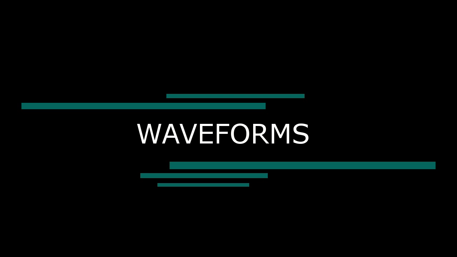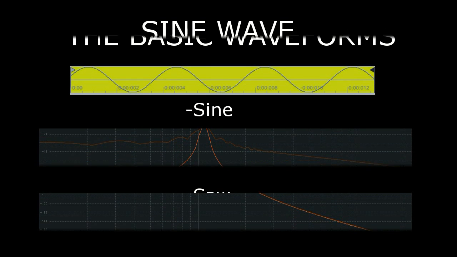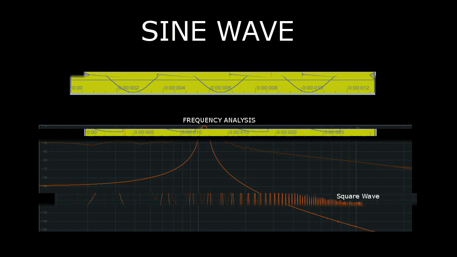Waveforms relate to sound synthesis in the same way that clay relates to sculpting. It is the raw medium that we will manipulate to create our sound. There are three basic waveforms that make up the majority of sounds used in synthesis: the sine wave, the square wave, and the saw wave. The sine wave is one single instance of a sound wave. Because of this, it has only one frequency, called the fundamental frequency.